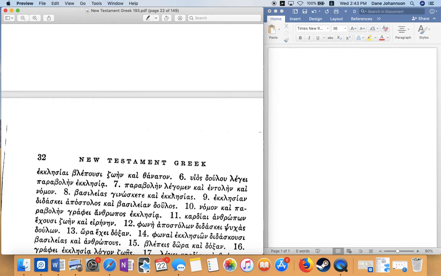Number seven. Paravolin legomen ke endolin ke nomon. Paravolin legomen ke endolin ke nomon. When you have two kes there, the word for and, it can be both and. You could translate and a commandment and a law, but usually, especially in ancient Greek, you'll see both a commandment and a law. So, paravolin legomen ke endolin ke nomon. A parable. So where's the subject here? People get confused with this. And Machen, especially in these early chapters, will kind of throw you for a loop here, so you really pay attention to what you're reading. Paravolin, legomen, we. See, there's the ending there. So that actually is the subject, legomen. Omen is the subject right there. We do something. We speak a parable, we speak. So we speak a parable, just reverse that.